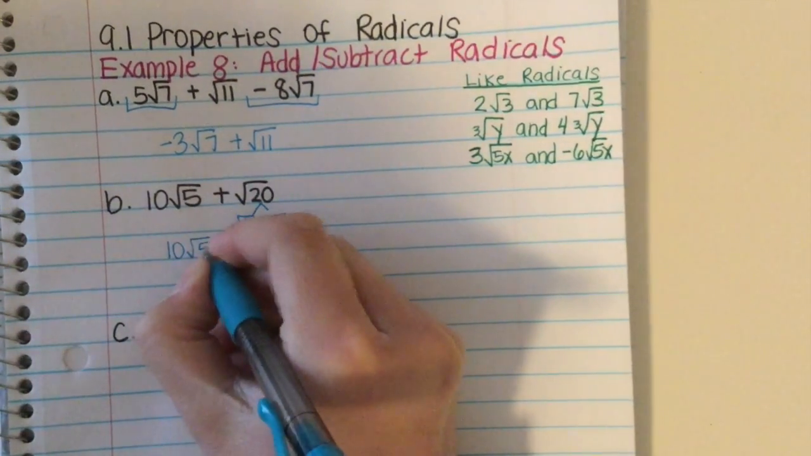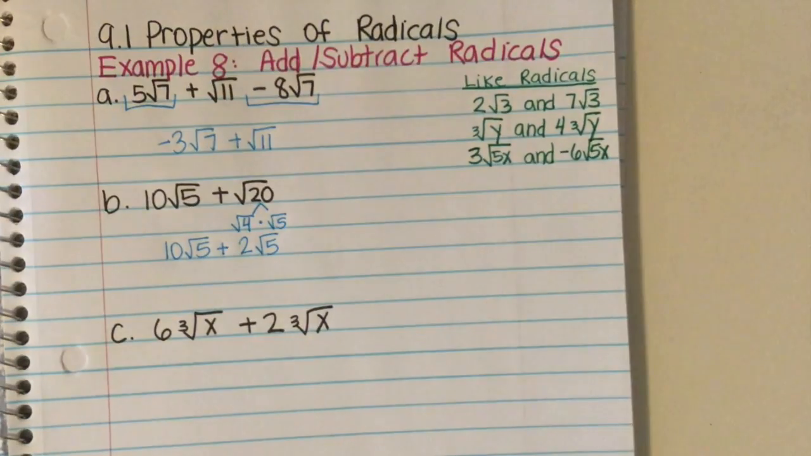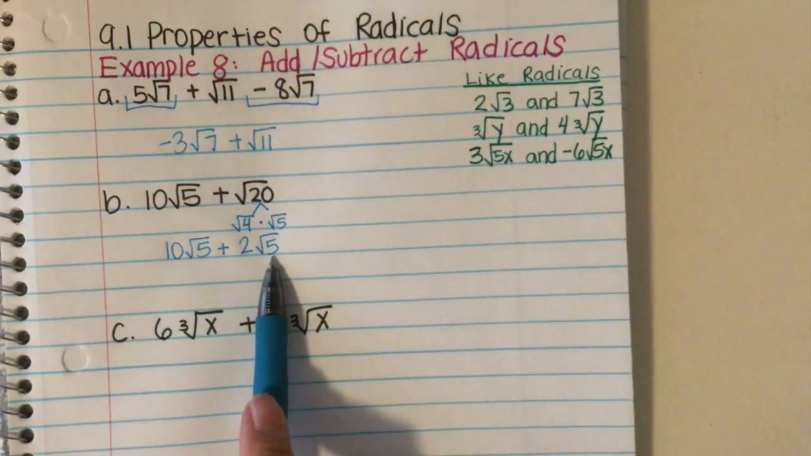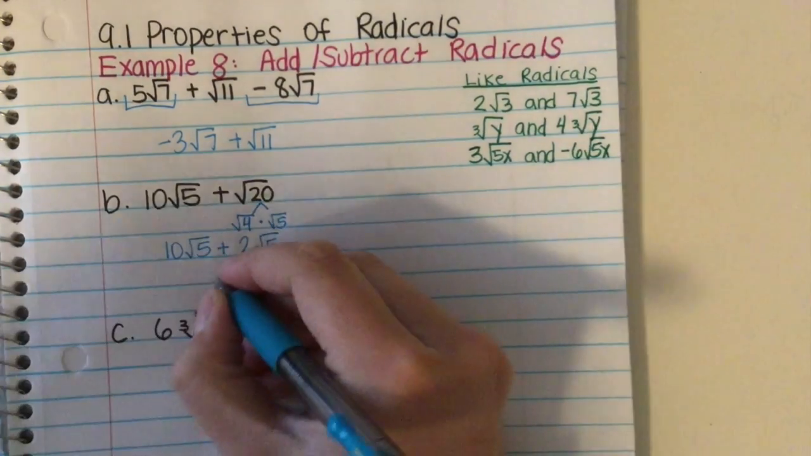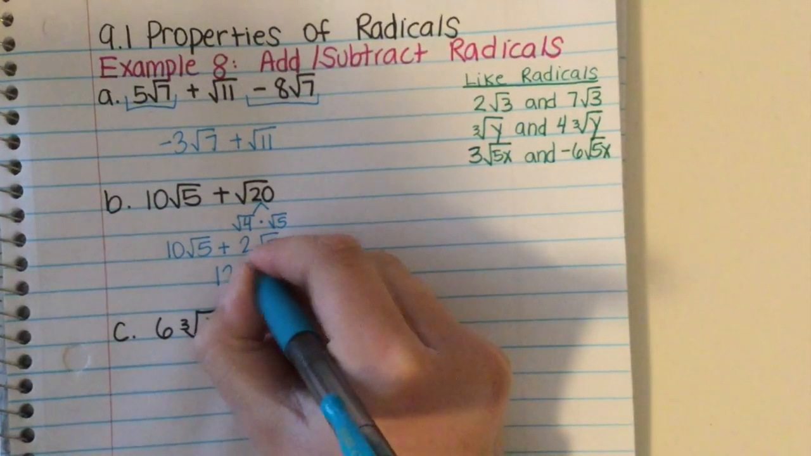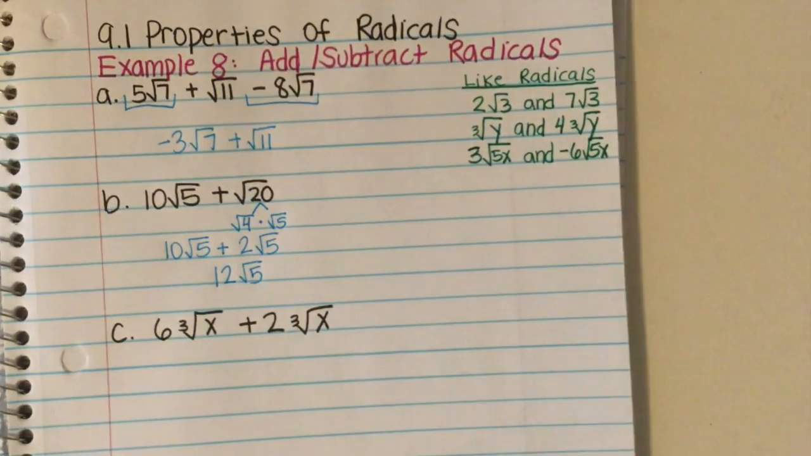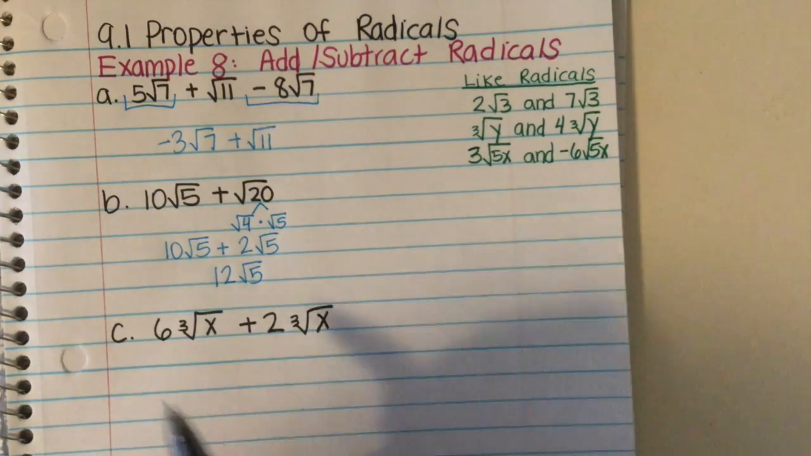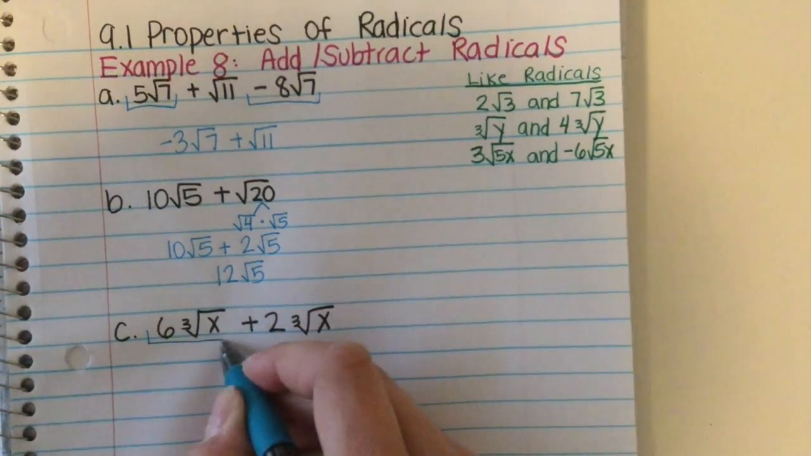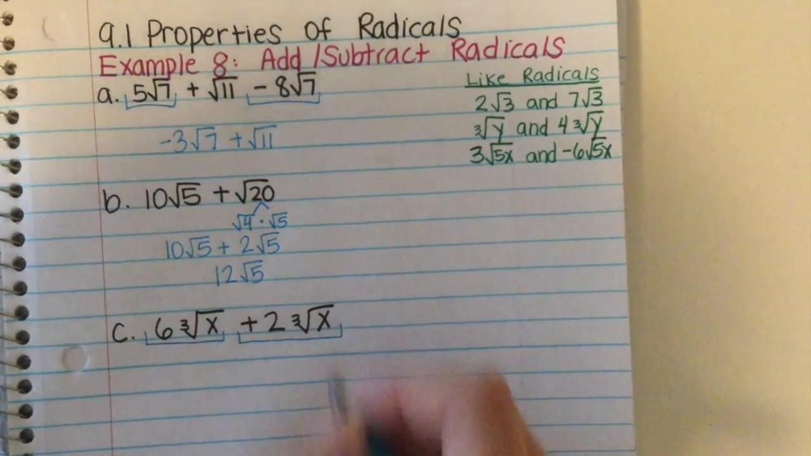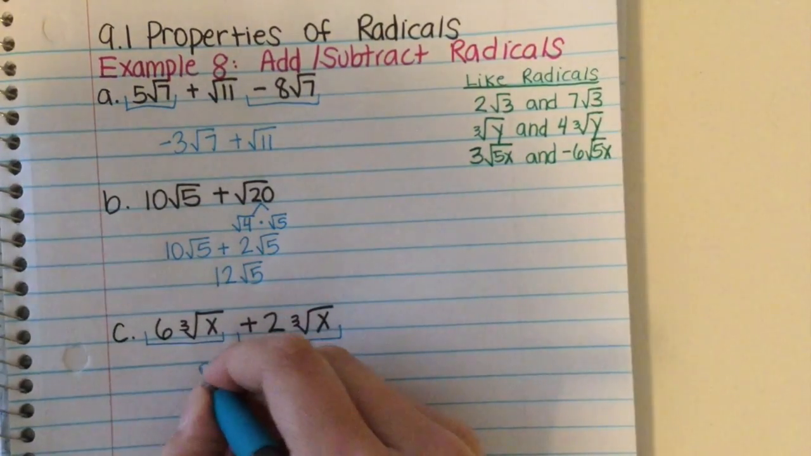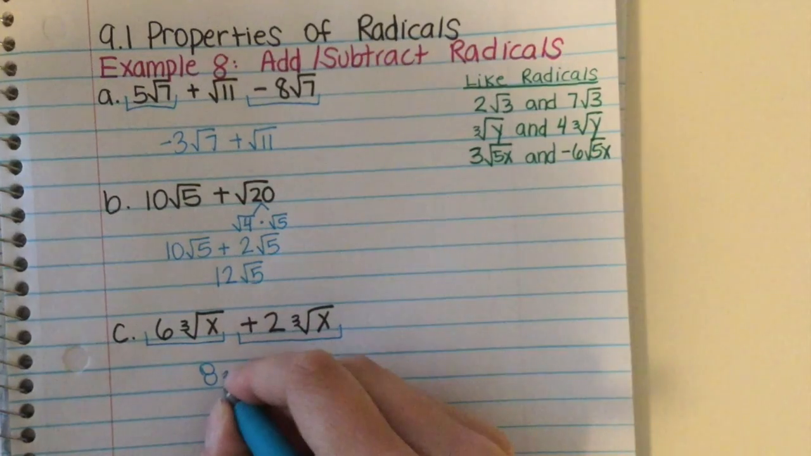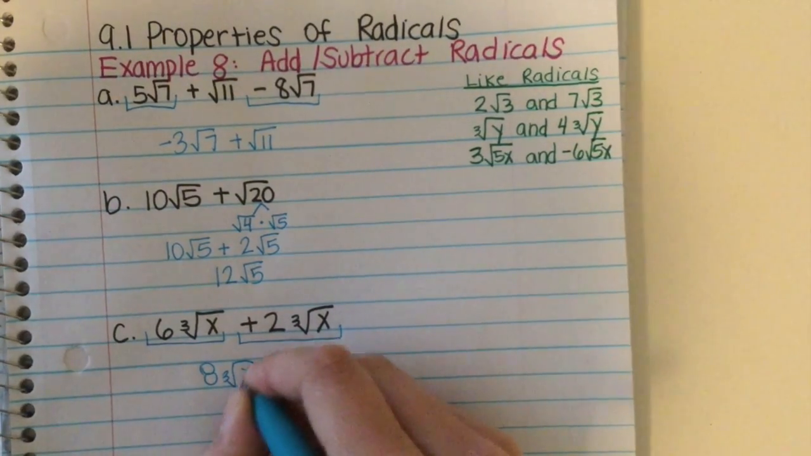10 square root of 5 is just staying the same, nothing's changed. So now when I look at my expression, I know that I have like radicals and I can combine the two. So my final answer is 12 multiplied by the square root of 5. In letter C, I recognize that I have 6 cube root of x and 2 cube root of x. Since those endings are the same, I am able to combine, and my final answer is 8 multiplied by the cube root of x.